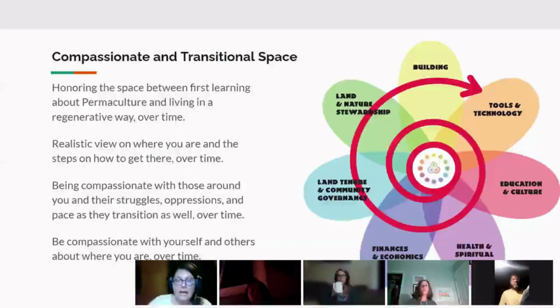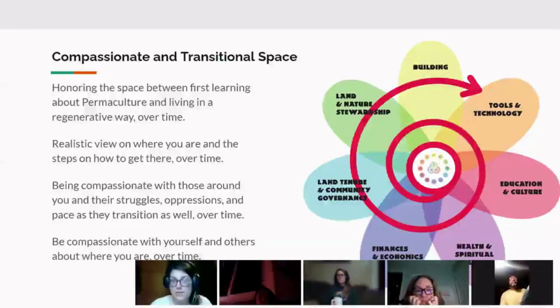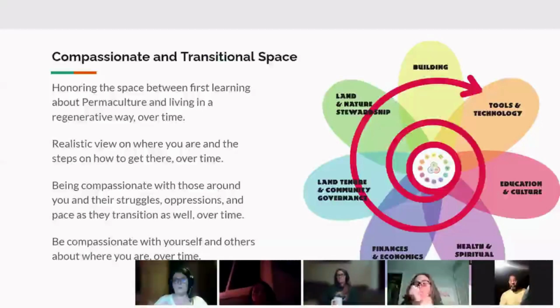Okay, because not everyone is able to break the programming as fast or as gently as you. It could create more trauma, and it could even have a ripple effect and regress people even further back. So be compassionate with yourself. Be compassionate with others about where you are as you do this spiral.